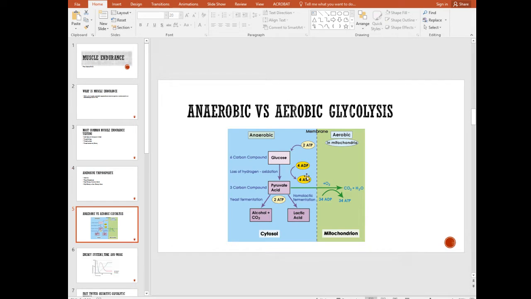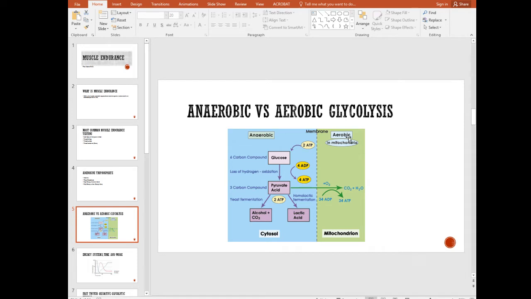So where is all this happening within the body? You have anaerobic glycolysis and you have aerobic glycolysis. Anaerobic glycolysis would happen like if you did push-ups to fatigue. That's happening within the cytosol of the cell. So you have glucose within that cytosol. It's broken down, and we net about 2 ATP.